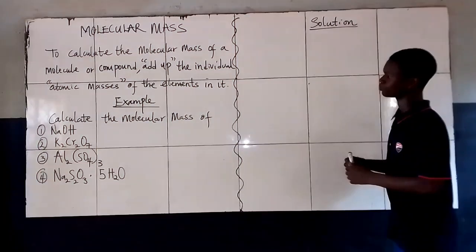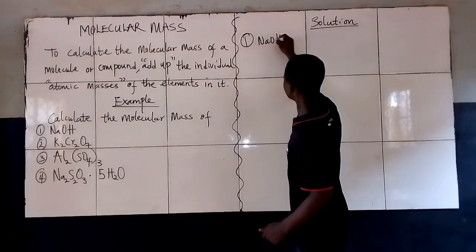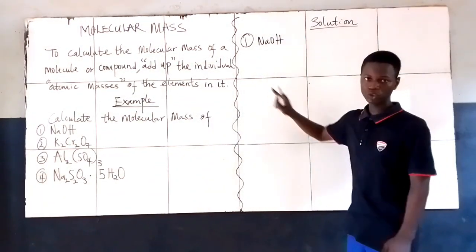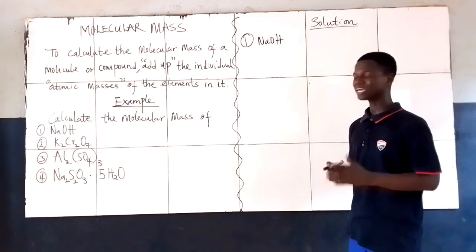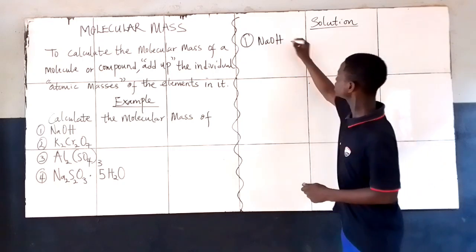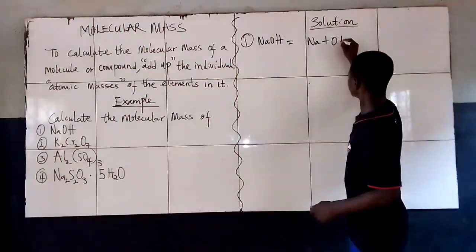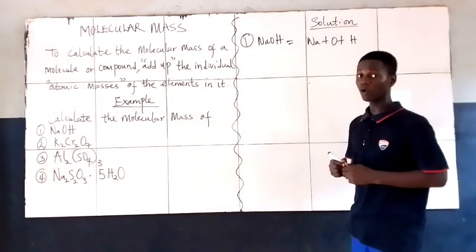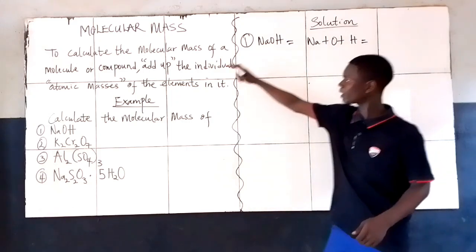So we say solution. The first question was for NaOH. Now this is kind of basic. You have sodium, oxygen, and hydrogen in this compound. So we have to add up their individual atomic masses before we can solve this question correctly. So this is how you do it: sodium plus oxygen plus hydrogen. This is basically what we'll be doing for this one. Now, what is the atomic mass?